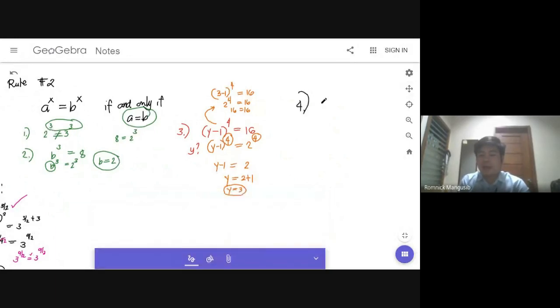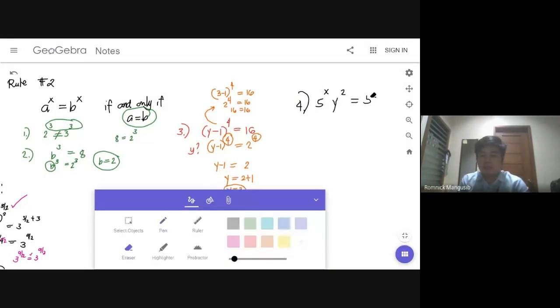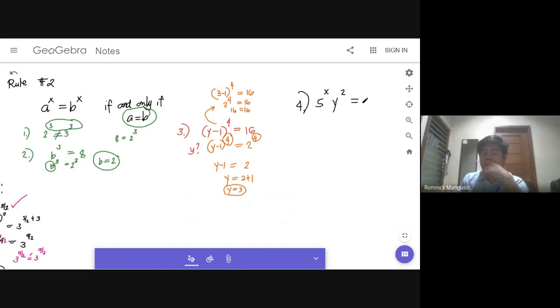Number 4, if you have 5^x and y^2, and this is equal to, okay, gamit tayo ng malilit lang na numbers, just a quick challenge. 5^x times y^2 is equal to 100. What is xy, x + y, and x - y?